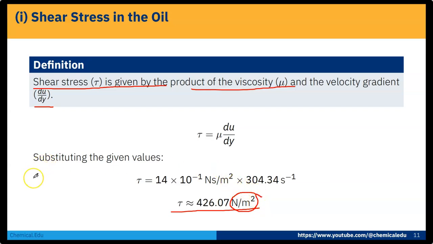That's it. So we have learned how to calculate shear stress.